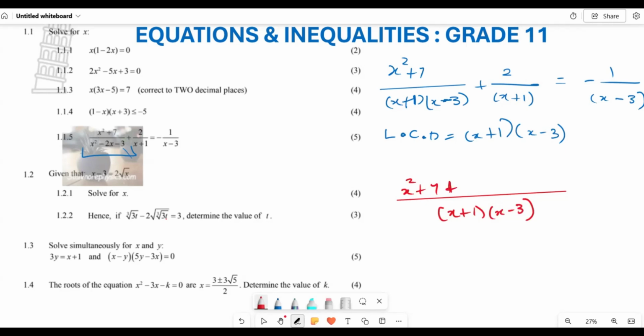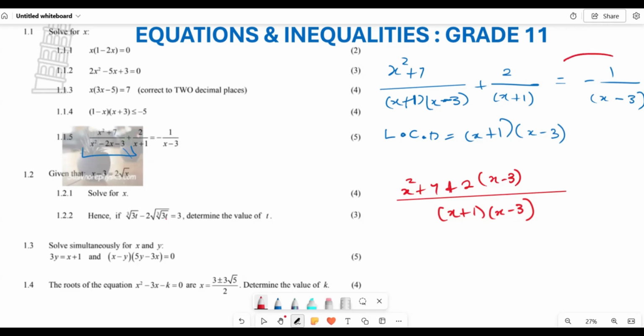So for me to have the denominator of x plus 1 and also x minus 3, I need to multiply the 2 by what? By x minus 3. Are you together? Remember, I multiply the numerator and the denominator. However, my denominator will already be, we know, x plus 1 and also x minus 3.